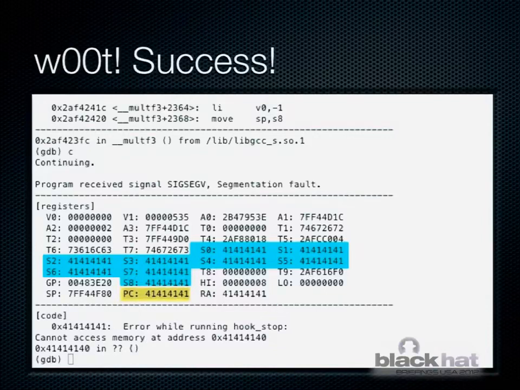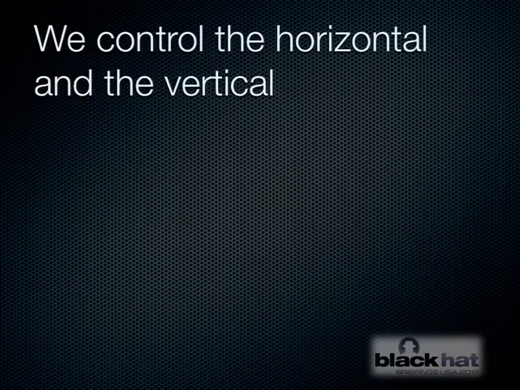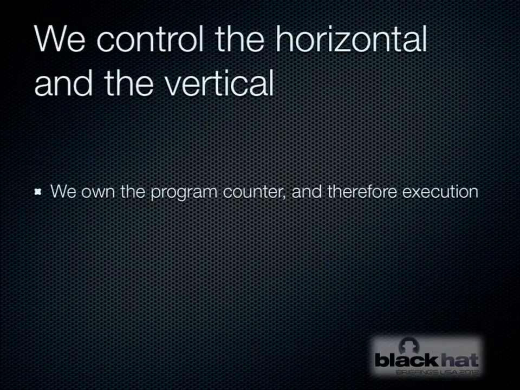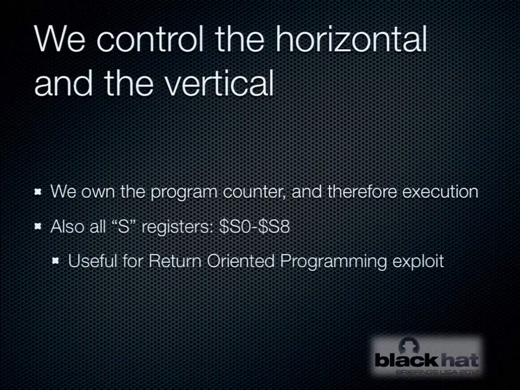Here we have highlighted in yellow program counter containing our data, and program counter is analogous to EIP on x86. In addition to that, you have all of these S registers also containing our data, and the S registers are just general purpose registers on MIPS. So we control the program counter, which means that we can control execution and decide for ourselves what the program should do next. And we also control all of these S registers, and that's incredibly useful for developing our ROP exploit, which we're going to have to do in a little bit.